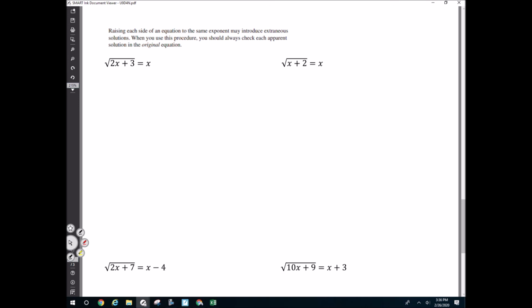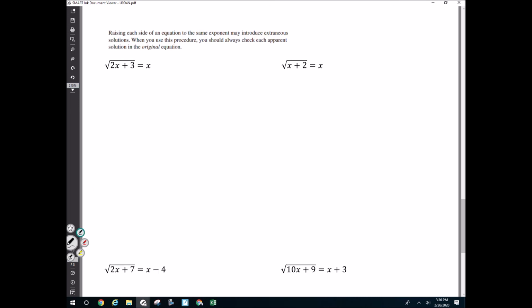Can't move that x underneath the square root. I can't subtract the x. A good idea is to move this x, but you cannot subtract and say this is x plus 3 equals 0, because this x is being square rooted. So good idea, but you cannot do that.